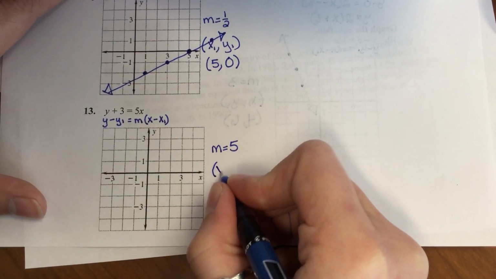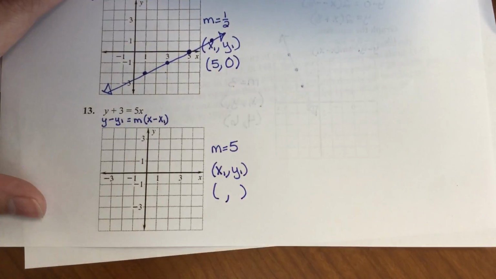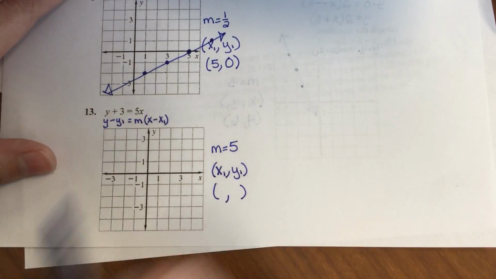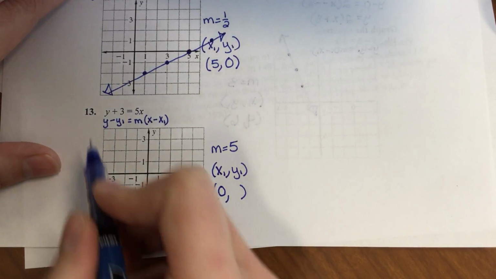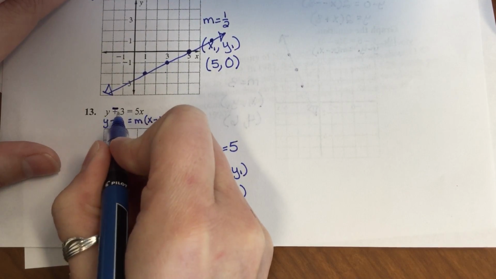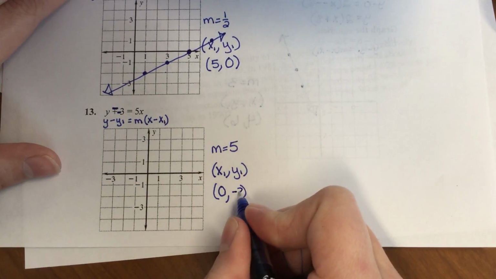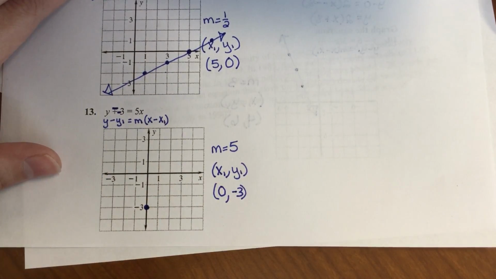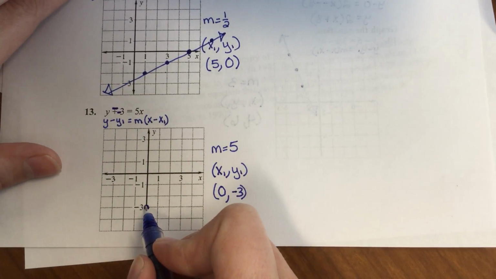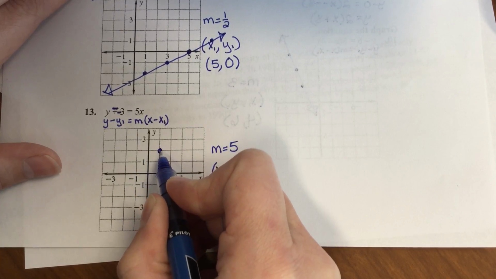Okay, x1, y1. Okay, how do we subtract nothing? 0. In order for that to be minus, we have to be subtracting a negative. So negative 3. 0, negative 3. Up 5, 1, 2, 3, 4, 5 over 1.